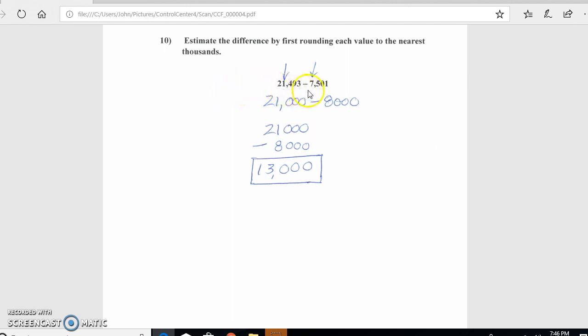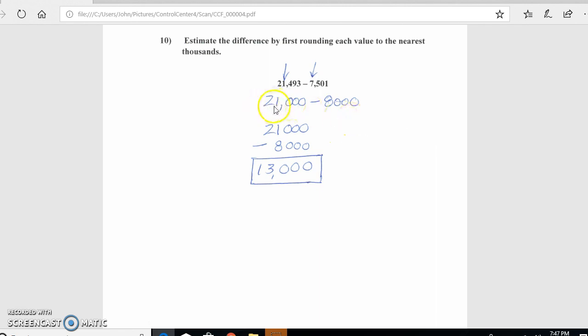And then we're also going to round this number here to the nearest thousands, and the 7 is in the thousands place. We look to the right of the 7, we have 5, and when we have a 5 or greater, then we're going to round up 1. So the 7 becomes an 8. And so we have an 8 here, and then all of these digits become zeros, and 7,501 is closer to 8,000, rounded to the nearest thousand.